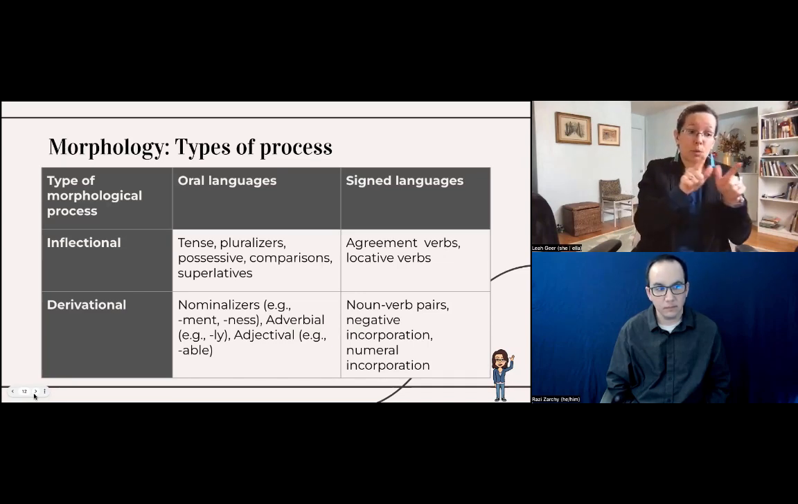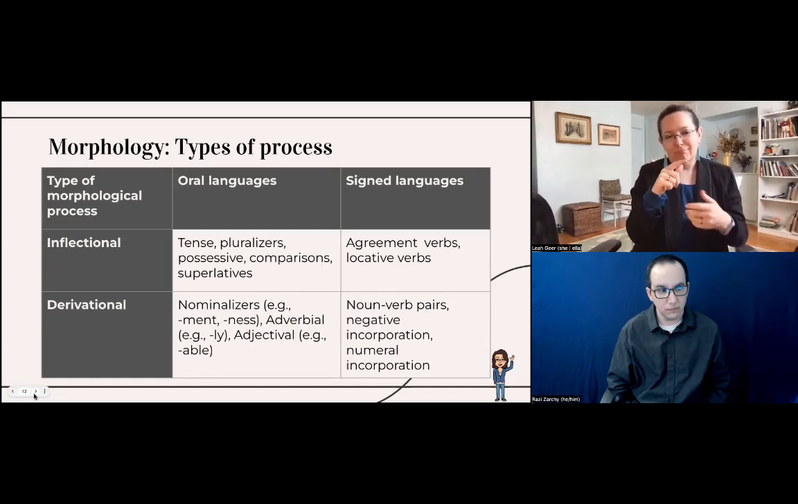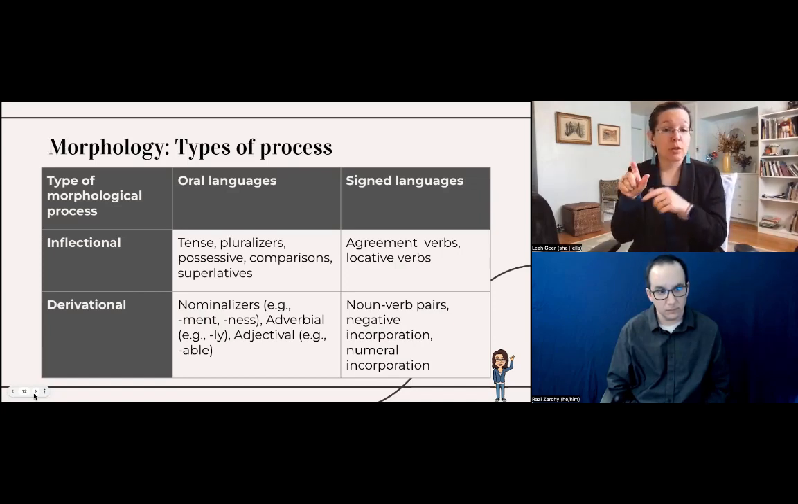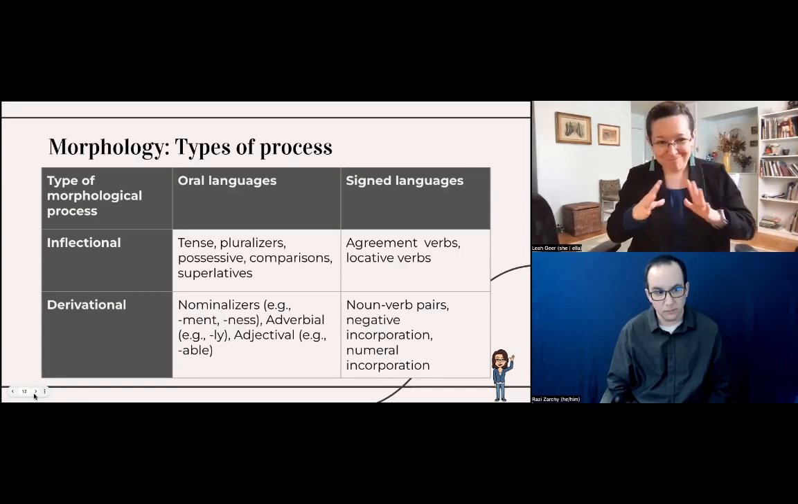For derivational morphology in oral languages, that includes our nominalizers, words that create nouns. For example, you'll see here on the screen, adverbial indications, which would take one word and create an adverb, and adjectival words, which with the addition of these suffixes, for example, would create an adjective. In sign languages, we have for derivational morphology, noun-verb pairs, negative incorporation, negation, and numeral incorporation.